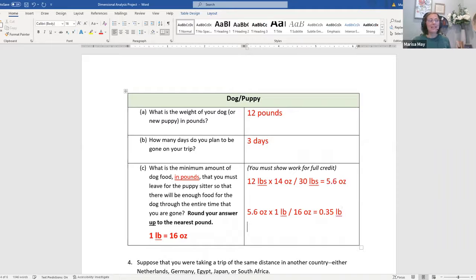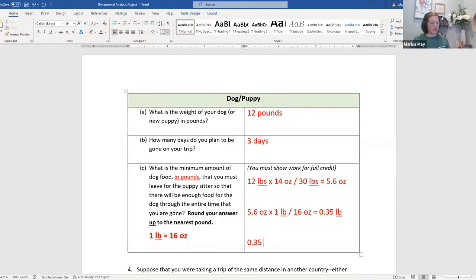So my last calculation is to take my 0.35 pounds, multiply by 3 days, and I'm going to need 1.05 pounds of food.